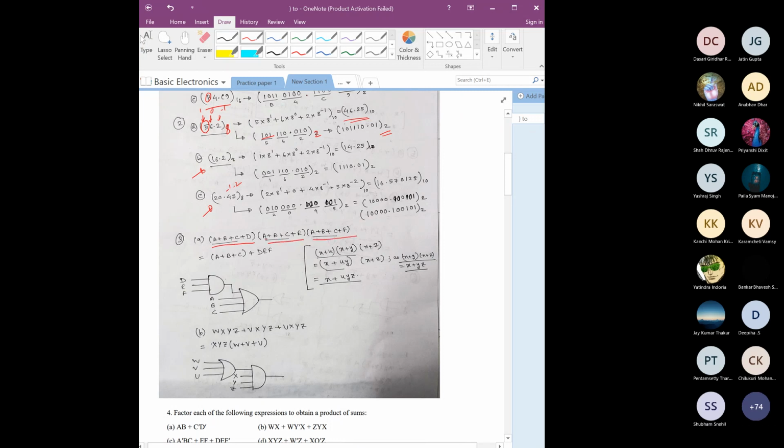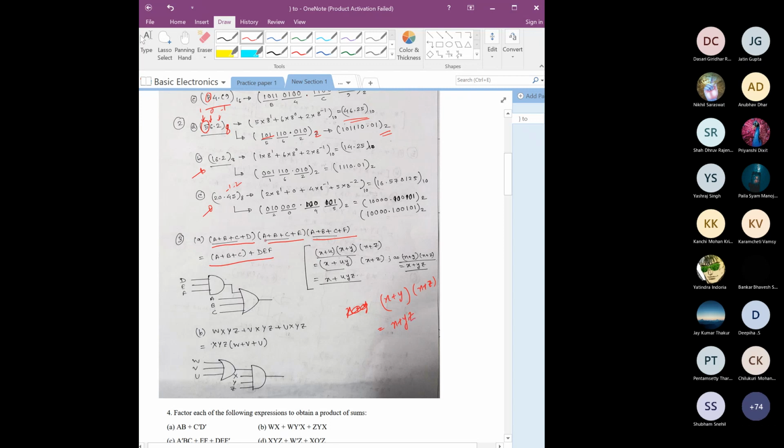If you reduce it, the reduction would come in this way. We know this thing, right? For example, x plus y and x plus z. So what can we write? Can you please tell me? X plus yz. X plus yz, right?